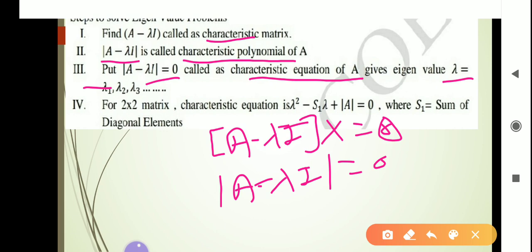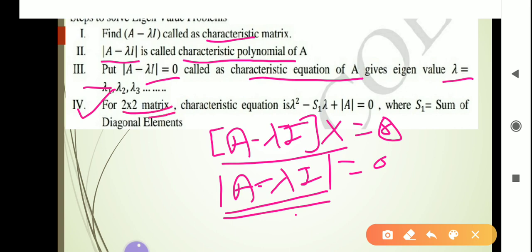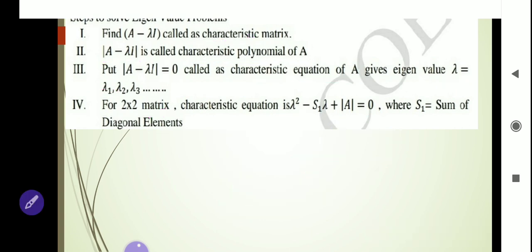Simply, for finding eigenvalues, first we write the characteristics matrix A minus lambda I into x equal to 0, and after that take the determinant of A minus lambda I equal to 0 and expand that determinant using a formula. If the matrix is of order 2 by 2, then use the formula lambda square minus s1 lambda plus determinant of A is equal to 0. This is very important.